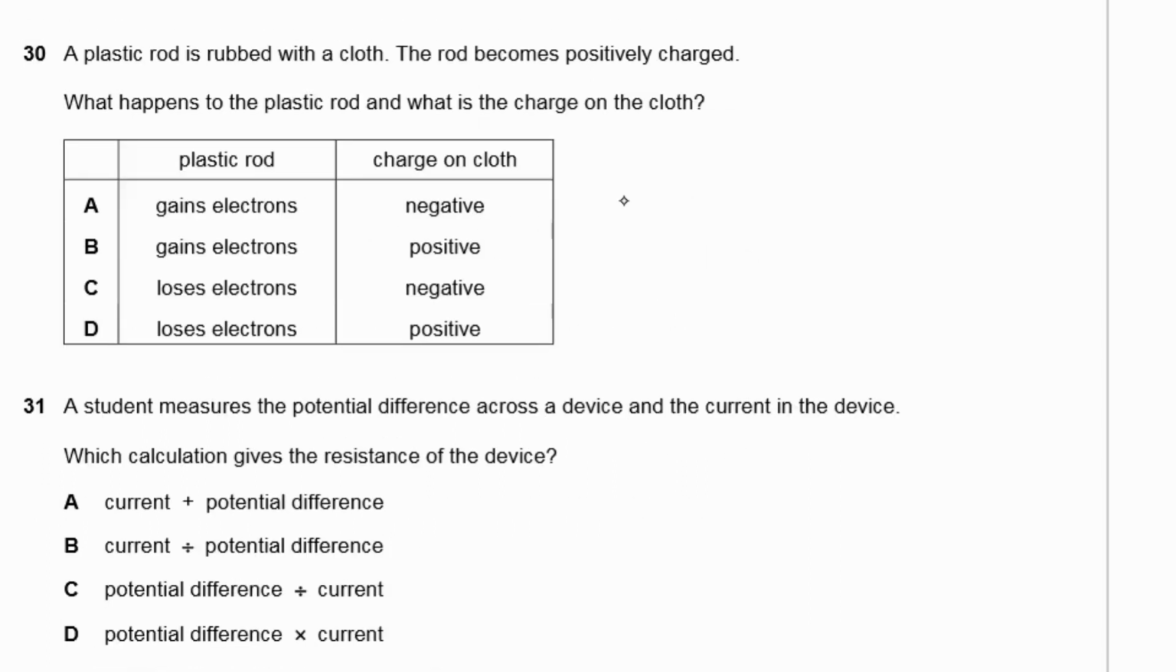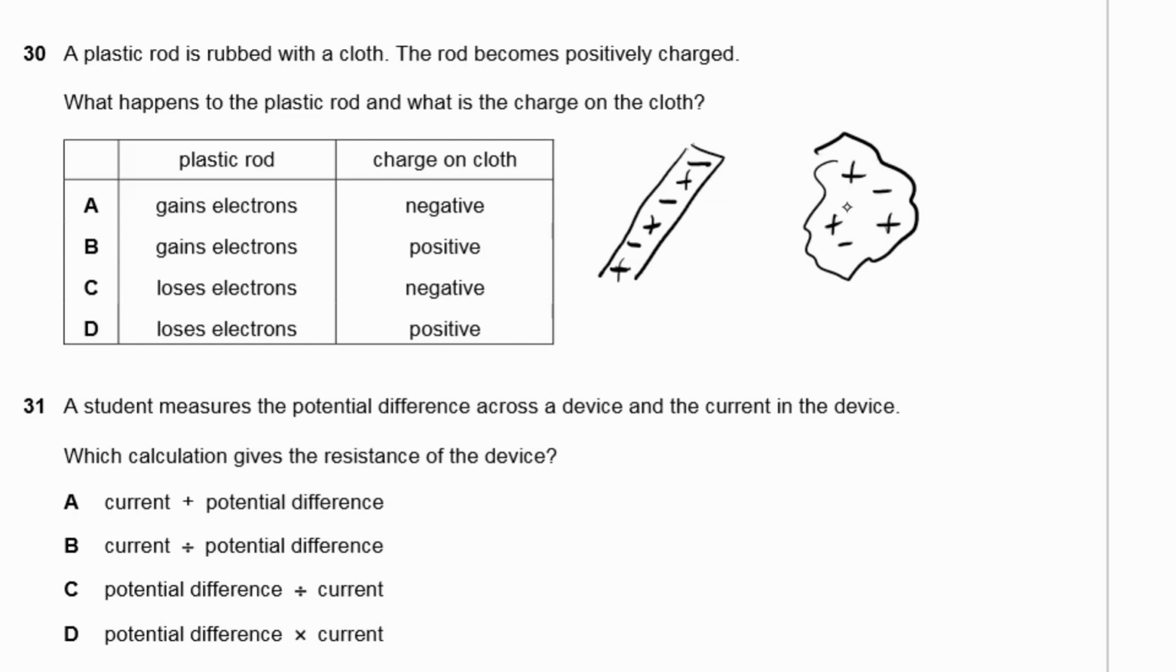A plastic rod is rubbed with a cloth. The rod becomes positively charged. What happens to the plastic rod and what is the charge on the cloth? Okay, so we start off with a plastic rod, which is neither positive nor negative. It has some positive charges, has some negative charges, like so. It is rubbed by a cloth, which has a similar number of positive and negative charges within it, so it's also neutral.